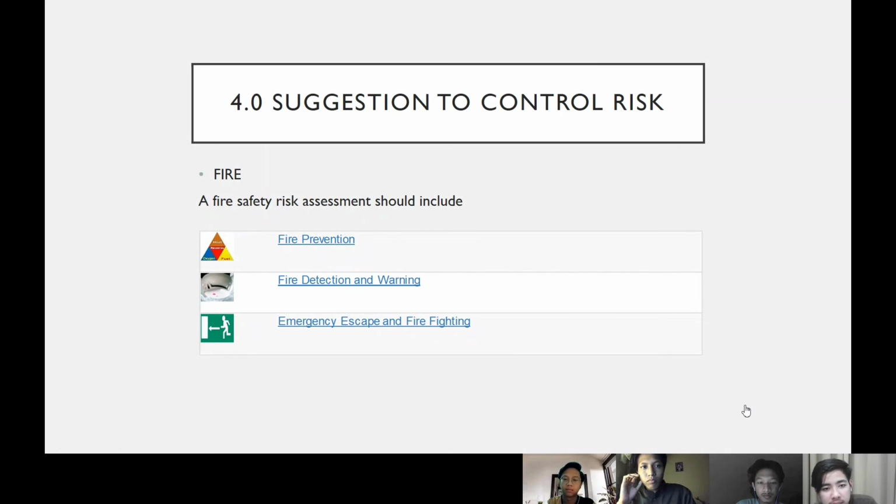My name is Ahmad Zahran Miroslan, and I want to talk about suggestions to control risk. First of all, a fire safety risk assessment should include: one, fire prevention; two, fire detection and warning; three, emergency escape and firefighting.